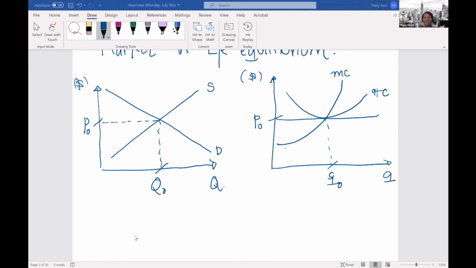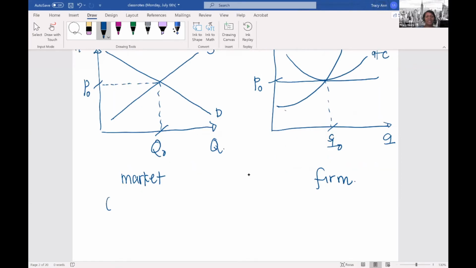Okay, so here in this situation, this market is in long run equilibrium. Notice that this is our market over here, and this is our firm. Notice that the market clears. This is equilibrium. Market demand is equal to market supply, so you could say quantity demanded is equal to quantity supplied at P0.